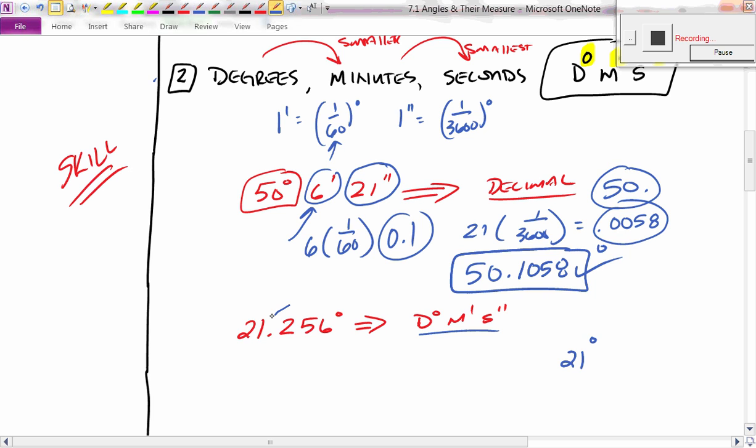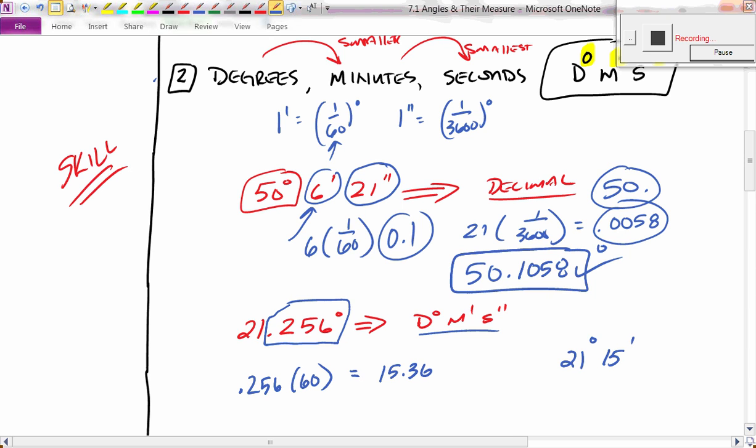I know I have that many full degrees. So then I'm going to focus my attention on the leftover piece, right? So in the leftover piece, I'm going to break this up into minutes and seconds. So I'm going to take 0.256 and multiply by 60 to sort of release the minutes here. So 0.256 times 60. Somebody help me out. What do you get? 15.36. So my question to you is, how many full minutes? 15. So this gives me the 15 minutes.